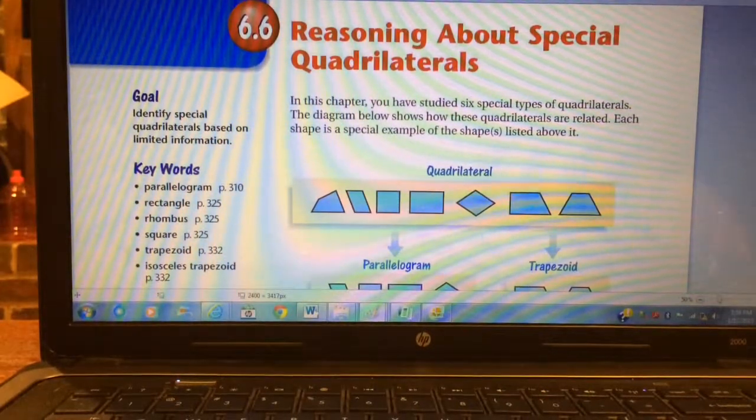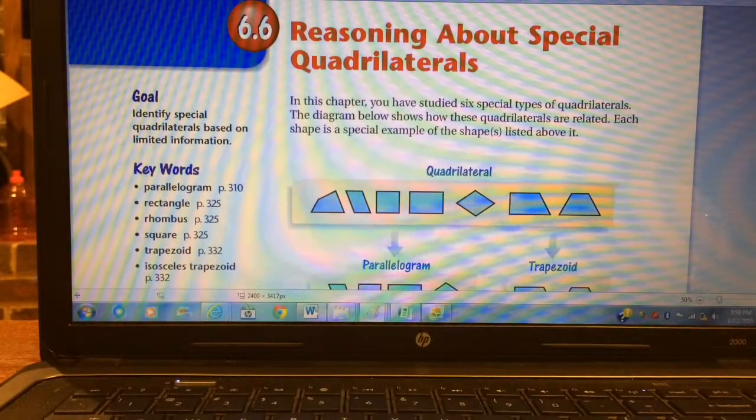Okay, guys, so this is lesson 6.6, reasoning about special quadrilaterals.